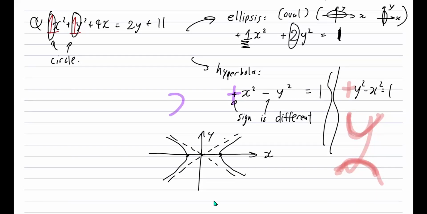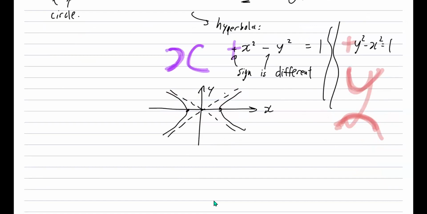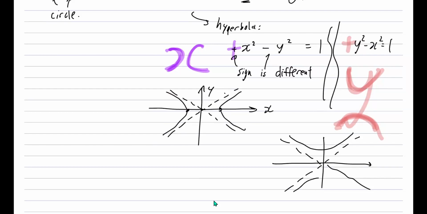So how does the graph look? It will look something like this. Asymptote, top, bottom. You must approach the asymptote. Yeah, good. That's how the graph will look.